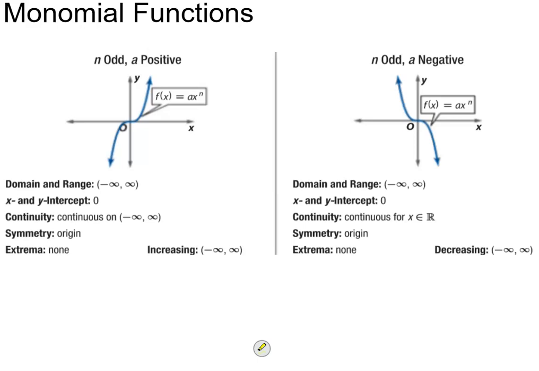Next thing would be a monomial function. If this was x cubed, an odd positive, it would be on the left, all the characteristics of it here with the domain and range, and the symmetry and the extrema, and basically, once again, the one thing that we're going to be focusing on quite a bit today is when it's increasing and when it's decreasing. So these are some characteristics you want to have on hand, so we can reference them for later examples.